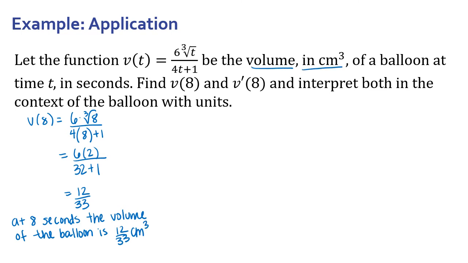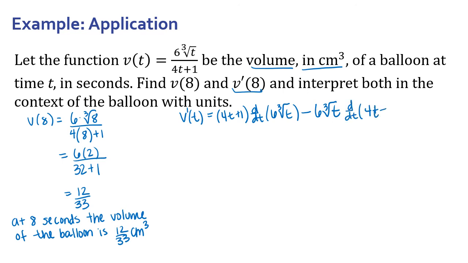Now, to find the derivative at 8 seconds, let's first find what the derivative formula is. So let's first find v prime of t. We're going to have to use the quotient rule here. When we do that, we get the denominator times the derivative of the numerator, which is 6 times the cube root of t, minus the numerator times the derivative of the denominator, so the derivative of the quantity 4t plus 1. And then that's all over that denominator squared.